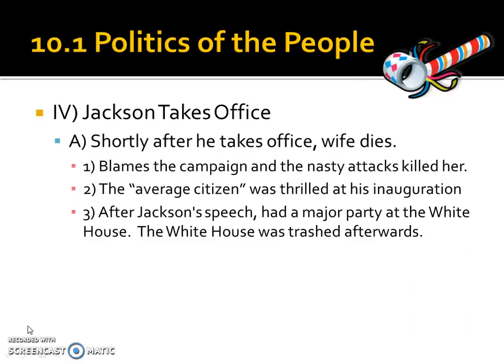So shortly after he takes office, his wife dies. So he ends up blaming the campaign and the nasty attacks in the media for killing her. And this becomes a major issue, and this will continue throughout his presidency. He's very particular about how people act around him. The average citizen, aka the white man over 21, was thrilled at his inauguration.